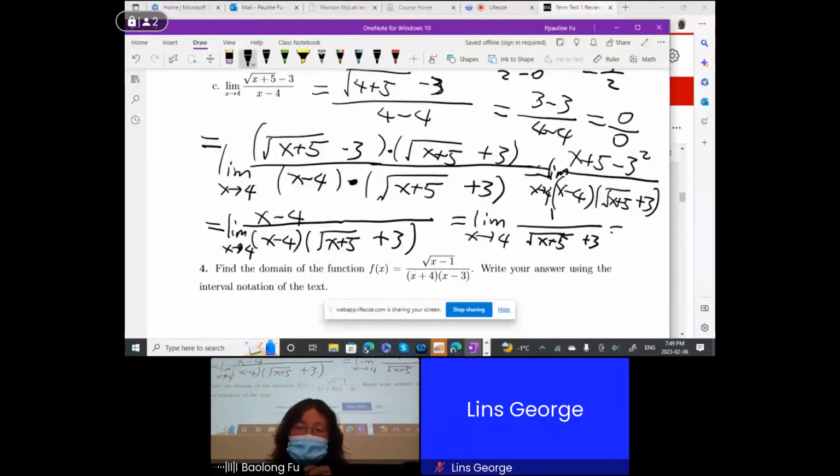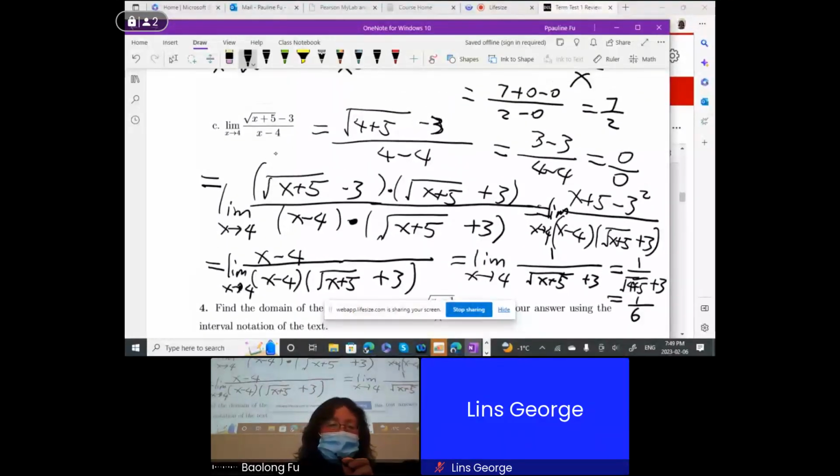Now keep on going. Now you plug in x equal to 4. So it is square root of 4 plus 5 plus 3. So 1/6 is the final answer. Yes. I'm just a little bit confused. I didn't get (x plus 5) minus 3 squared from the square root of x plus 5 minus 3 times the square root of x plus 5 plus 3.